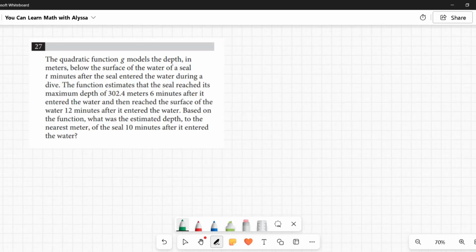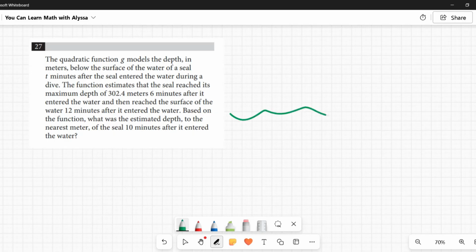Number 27, the quadratic function g models the depth in meters below the surface of the water of a seal, t minutes after the seal entered the water during a dive. The function estimates that the seal reached its maximum depth of 302.4 meters 6 minutes after it entered the water, and then reached the surface of the water 12 minutes after it entered the water. Based on the function, what was the estimated depth to the nearest meter of the seal 10 minutes after it entered the water? Okay, first off, what's happening in reality and what's happening on this graph are 2 different things.